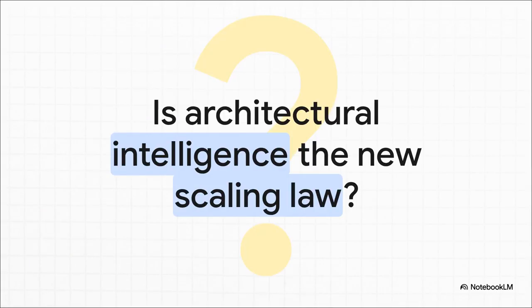Which leaves us with this final thought. For the last few years, progress in AI has felt like it was defined by one thing: scaling laws. Bigger models, bigger data. Jet-Nemotron makes a really compelling argument that the next great leaps in performance might not come from brute force alone, but from intelligent, hardware-aware architectural design. And that's a question that could define the next chapter for all of us.